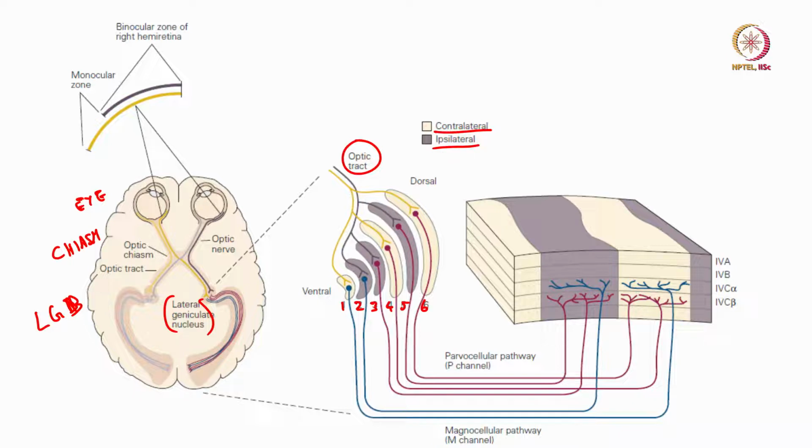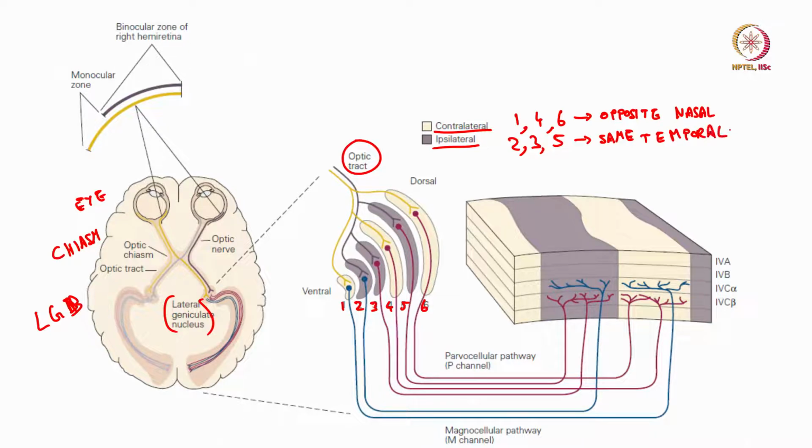Now, layers 1, 4 and 6 take in contralateral data, and 2, 3 and 5 take ipsilateral data. So, this would mean opposite, nasal field; same side, temporal.